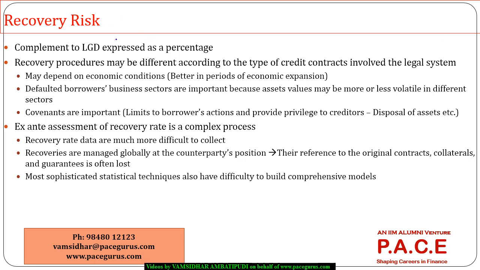Then comes the next aspect, which is the computation of the recovery risk. The recovery rate is nothing but 1 minus loss given default. Given that the party has defaulted, how much is the loss that is going to be there, which is obviously based on how much can be recovered from that particular party. So these two are complementary. Recovery rate is 1 minus loss given default. We express these things in percentage.